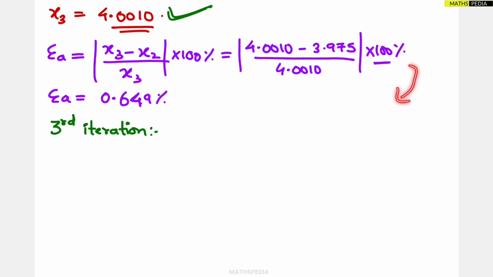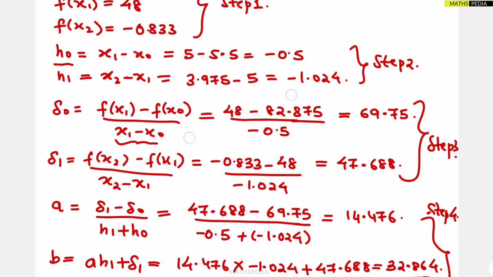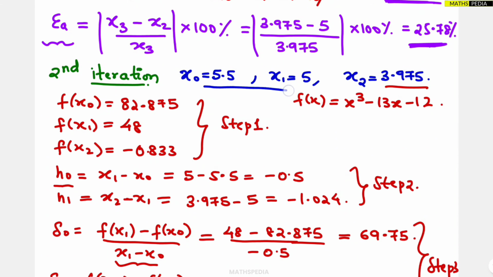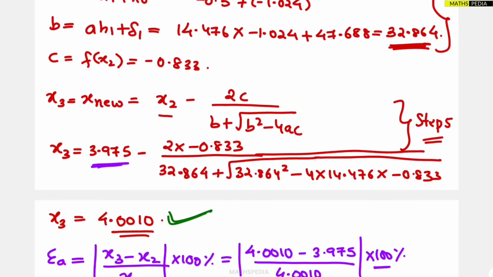If you are going for the next iteration, you have to justify why you are going, because the error is quite more. No, it is not that more, but still if you go for the next iteration, the error will reduce. Okay, what were the second iteration values? We have to focus on the second iteration values now: 5.5, 5, 3.975.